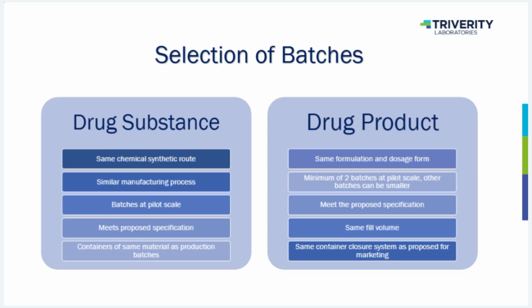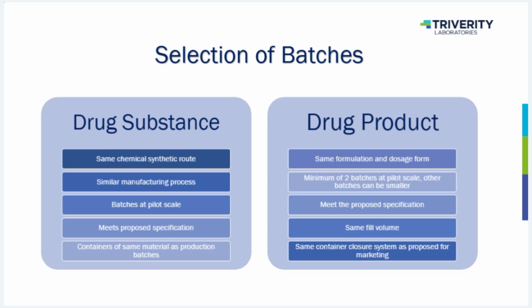Your drug product needs to be the same formulation and the same dosage form, which is kind of obvious, but you need to have a minimum of 2 batches at pilot scale. Other batches can be smaller. Pilot scale is typically 1/10 of your manufacturing production scale. They need to meet the specification, and they need to have the same fill volume.